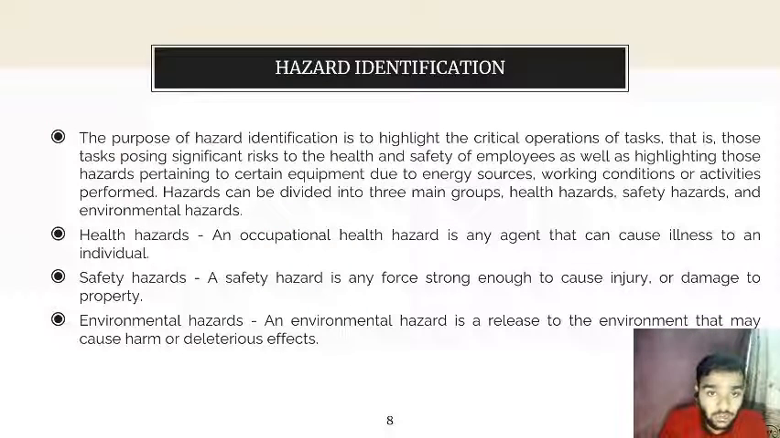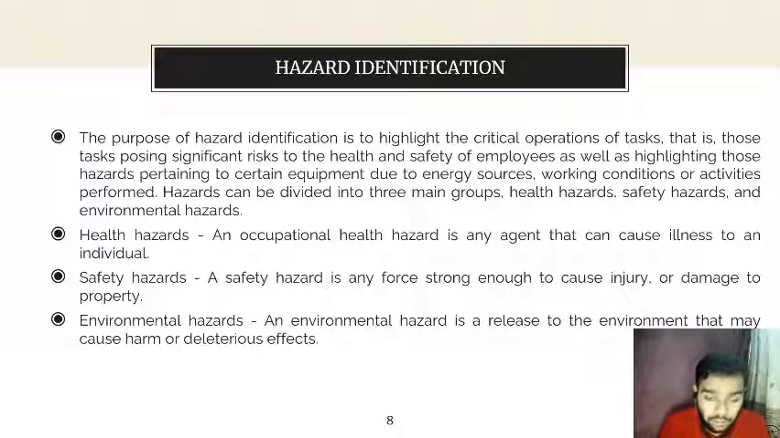So moving on to the next one, hazard identification. The purpose of hazard identification is to highlight the critical operation of tasks, that is, those tasks posing significant risk to the health and safety of employees, as well as highlighting those hazards pertaining to certain equipment due to energy sources, working conditions, or activities performed.